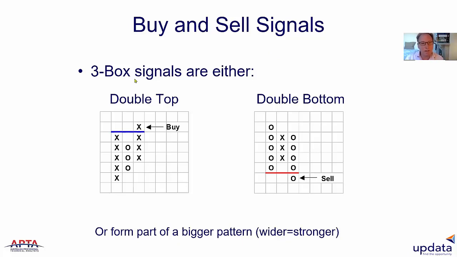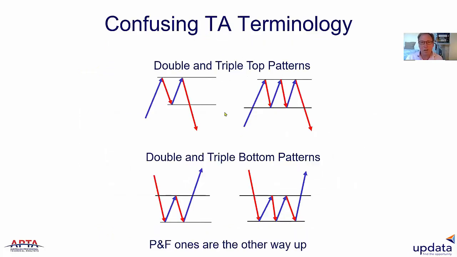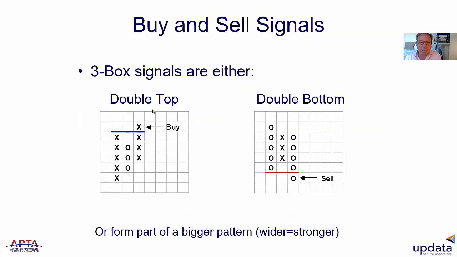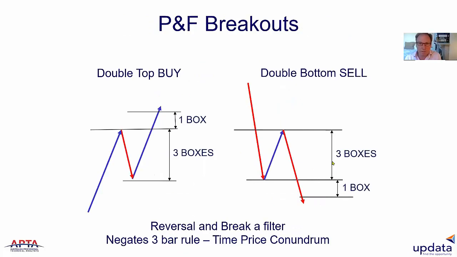The signals with point and figure are what we call a double top buy, which is a breakout, or a double bottom sell, which is a breakdown. And these are often part of a bigger pattern. But those are the signals. And these are triple top breakouts. It's a little bit confusing terminology because, when I teach this, I always explain that double tops and triple top patterns are different. So we differentiate this by calling it a double top buy signal, a double bottom sell signal, rather than the double tops and triple tops that we're all used to in technical analysis. So for newcomers, that can be quite confusing.